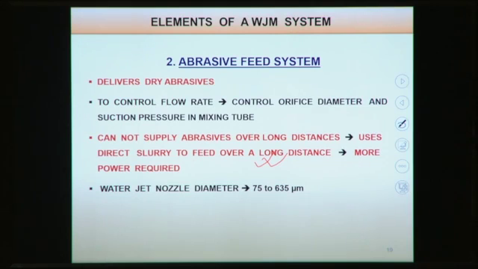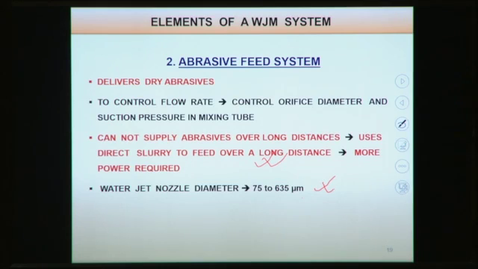The water jet nozzle diameter is 0.075 to 0.635 millimeters, that is, 75 to 635 microns. This is a very small diameter, and the abrasive water jet nozzle is used to generate high velocity. So even if a big abrasive particle comes into this passageway, it will clog the entire nozzle.